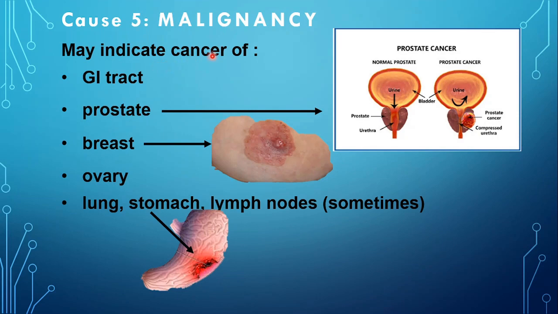Malignancy. This may indicate cancer of the GI tract, prostate cancer, breast cancer, ovarian cancer, lung, stomach, or lymph node cancer sometimes. So it could be associated with cancer of the GI tract, cancer of the prostate, cancer of the breast, or cancer of the ovary. So cancers could also be associated with Acanthosis nigricans.